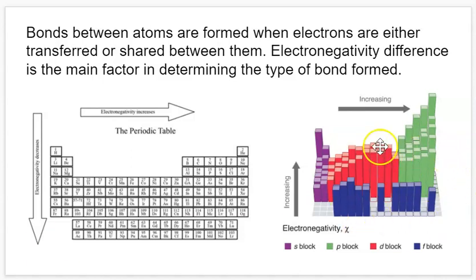There's also a cool diagram here that shows it as like a bar chart or histogram. And you can see that it's not like a perfect trend, but overall the trend is increasing electronegativity from bottom to top and increasing from left to right. And you can see here fluorine and oxygen are the two most electronegative elements.